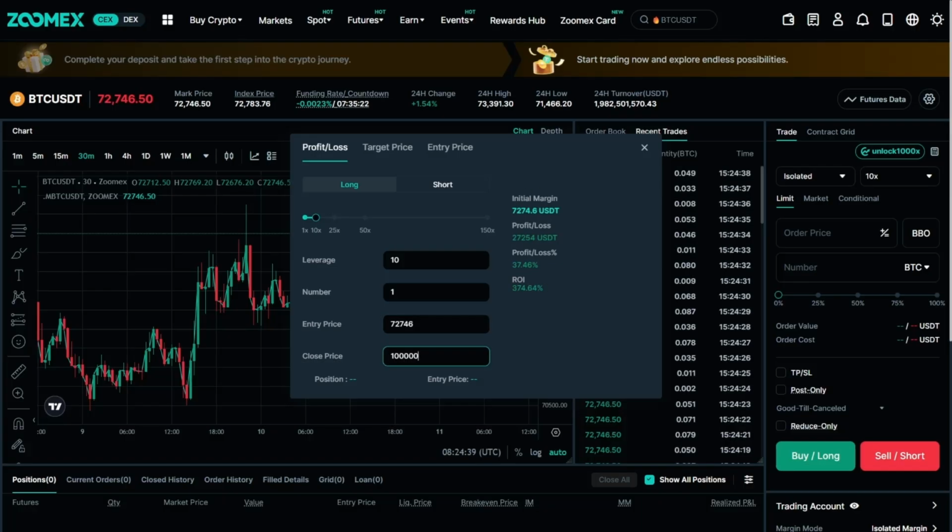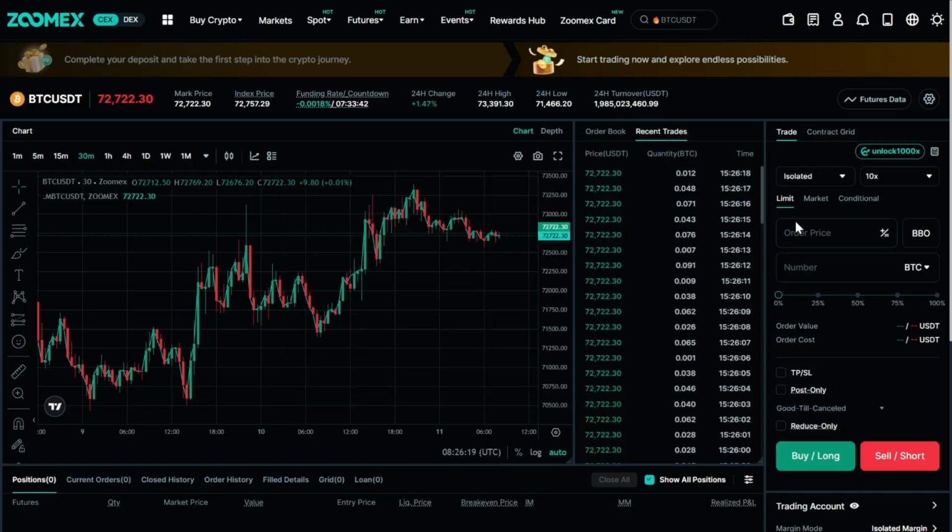We can see on the right what our initial margin would have to be with that 10x leverage, how much we would profit, our profit and loss percentage, and our ROI with our 10x leverage. This can be a great tool for you to visualize and plan out your trade ahead of time, so you can see what type of profits and losses you have a chance to make depending on what trade you execute.